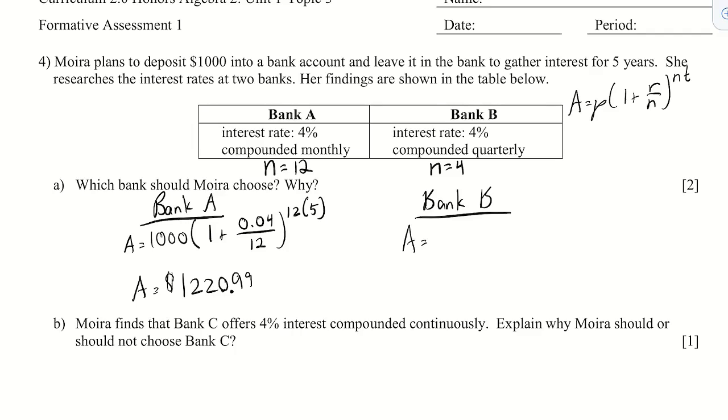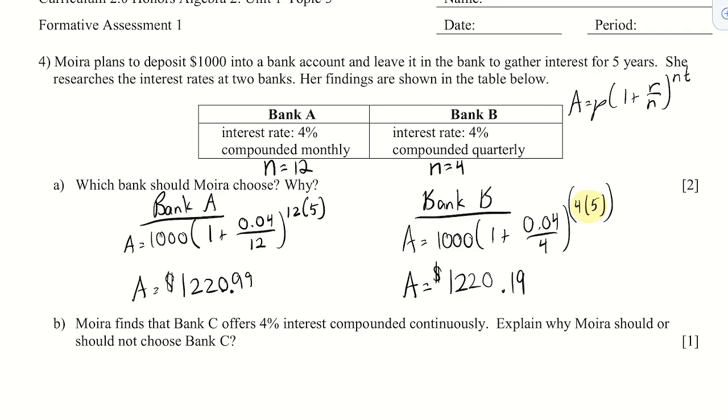Now for Bank B, it's pretty much the same setup: 1,000, parentheses 1 plus 0.04 over 4 this time, raised to the 4 times 5 power. When you're plugging this into your calculator, remember that when you use a caret, especially if you do not have a TI-84 calculator where they actually show it as the exponent, you need to make sure the exponent is wrapped in parentheses. So start the 4 with a parenthesis, regardless if you have a TI-84, just in case. The amount here is going to give us $1,220.19.